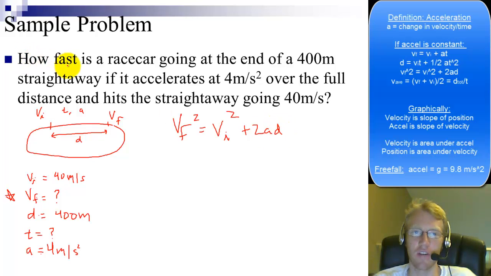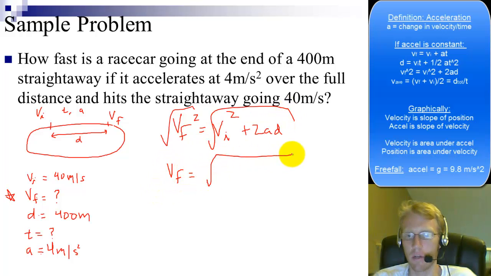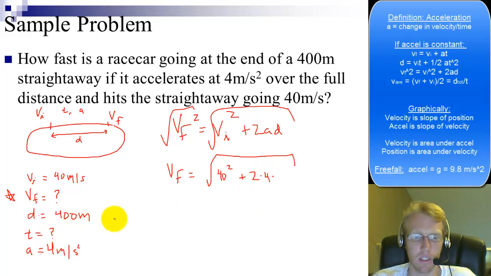Okay, we're trying to find the speed of the race car at the end, so we should solve this by taking the square root of both sides, and then we have that V final equals the square root of this stuff. So now we can plug in our numbers. V initial squared is 40 squared, plus 2 times acceleration is 4, times distance is 400.